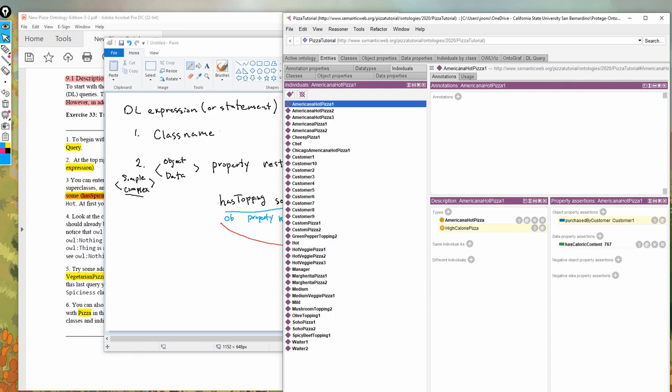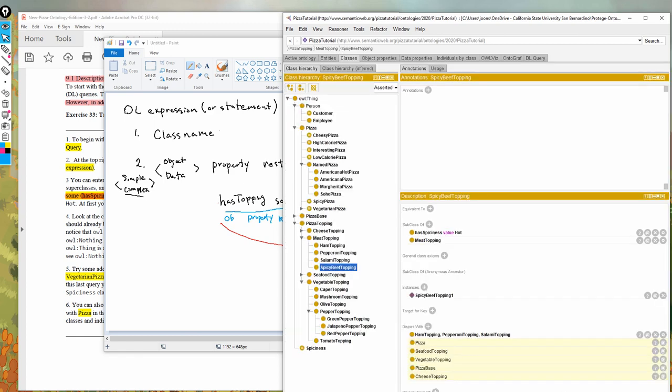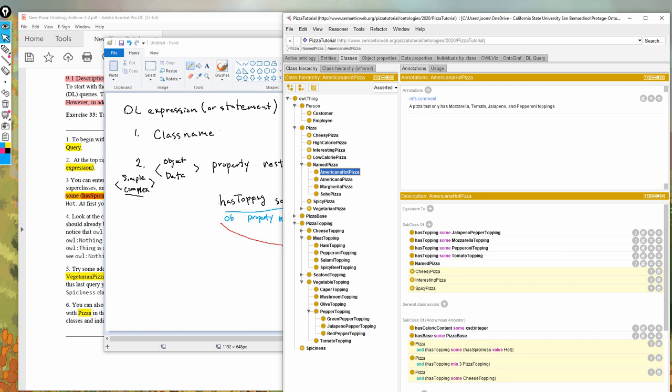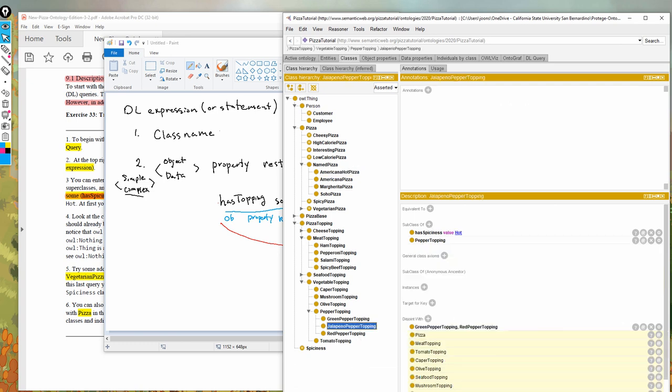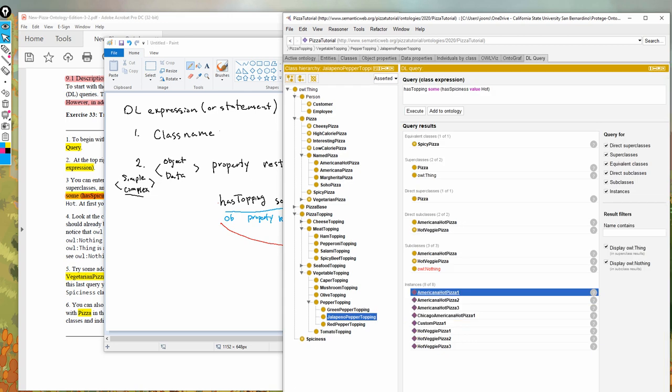So now let's take a look at the American hot pizza. It has at least one jalapeno topping, and the jalapeno topping has hot spiciness. And that's why when you go to the DL query for the subclass, American hot pizza is basically a subclass of the class which is represented by this DL expression.